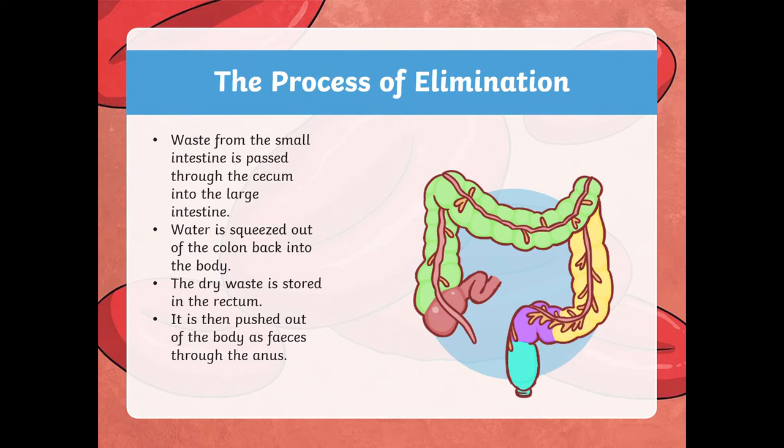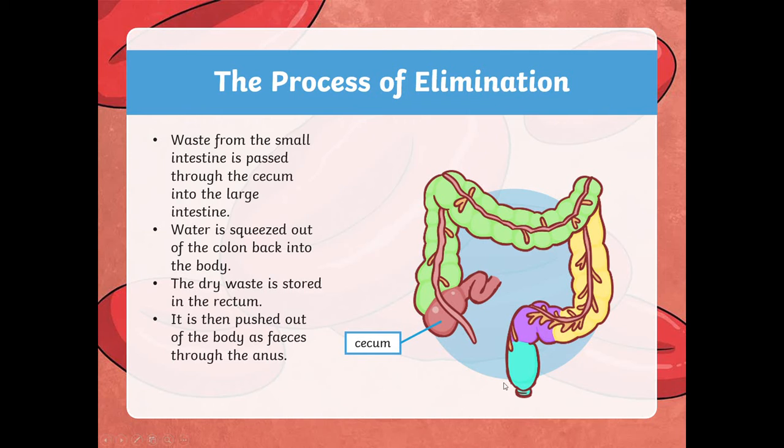So the process of elimination. Once everything that can't be digested has passed into the large intestine, so waste from the small intestine passed through the cecum into the large intestine. Once it enters there, all of this waste is squeezed out, so that as much water as possible is removed. This waste is then much drier than when it comes in. It's stored in the rectum, and then once the time comes, it's pushed out of the body as feces through the anus.